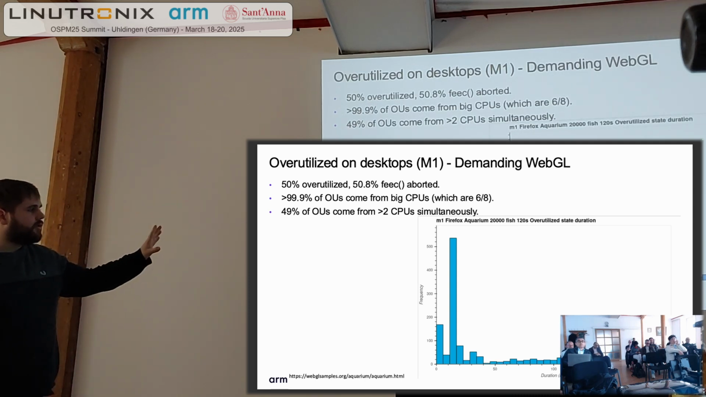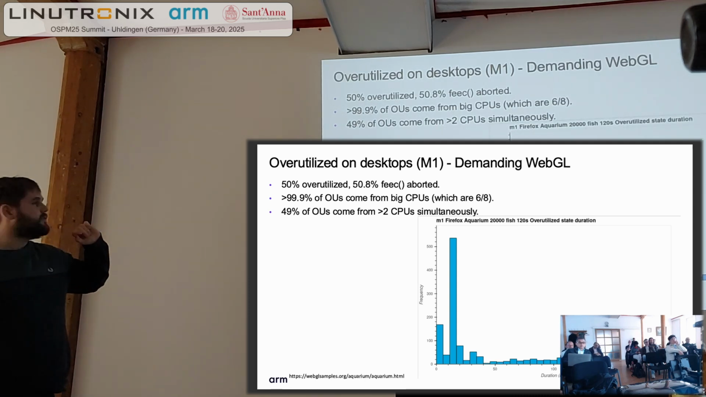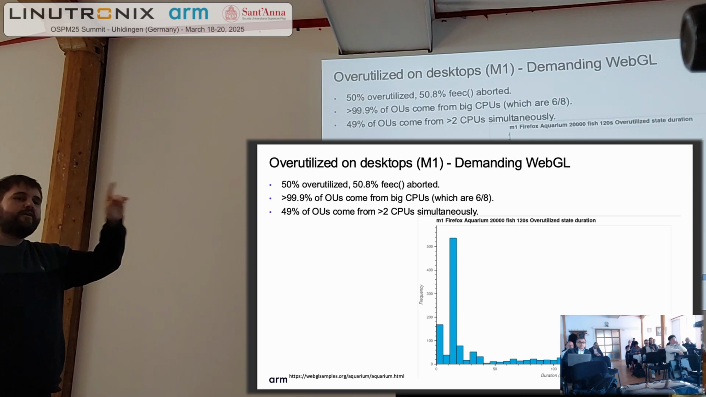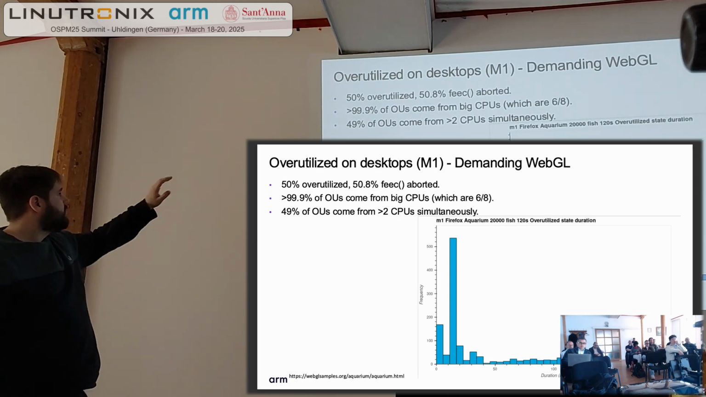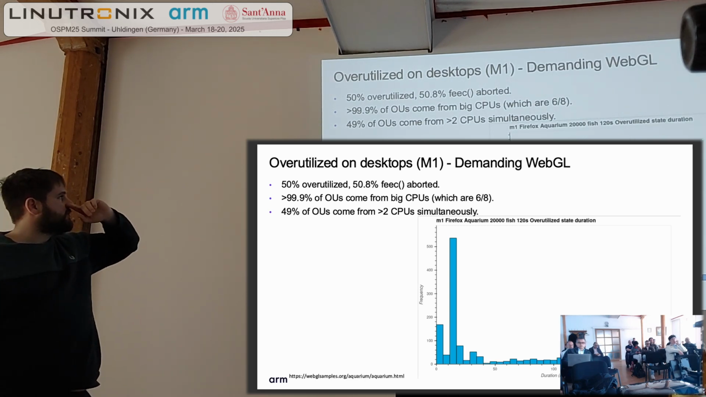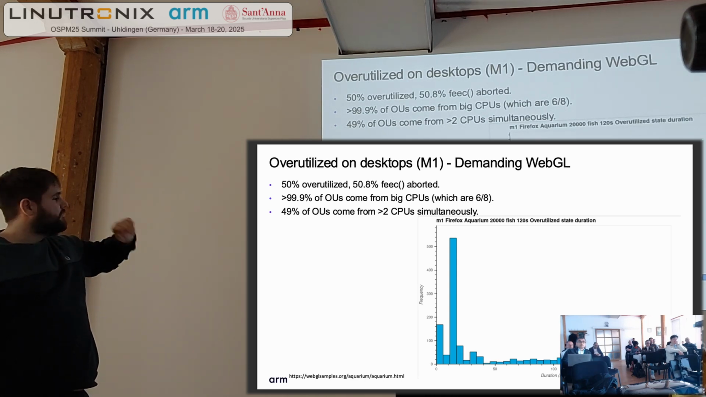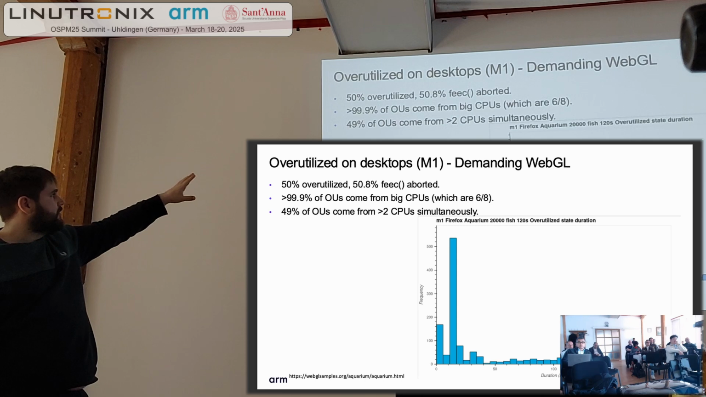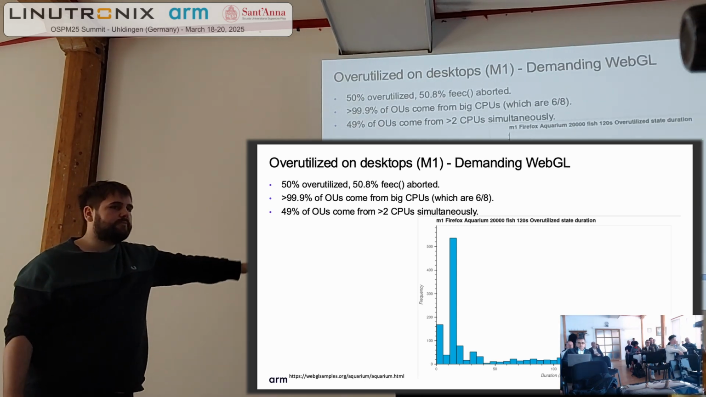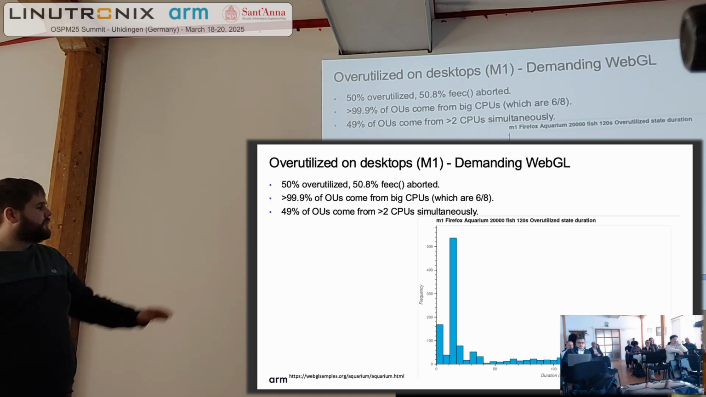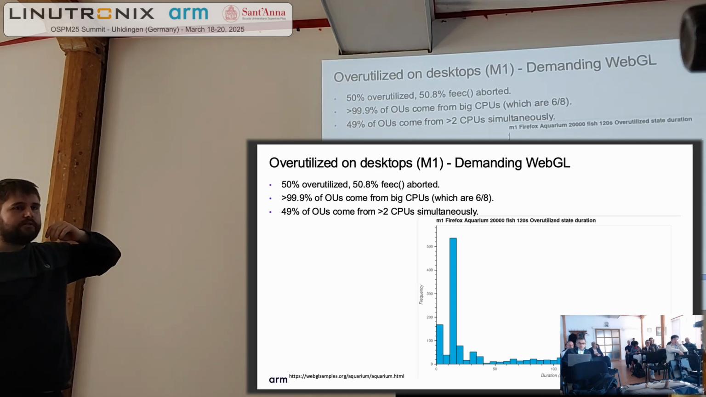Now just one workload that is really computationally expensive. I don't know if you know the aquarium where you can render fish. EAS doesn't make a whole lot of sense there, and we have 50% overutilized, aborting most of the FEEX. It looks very different in the sense that almost all of the overutilized come from big CPUs, and most actually at the same time too. And you can see the distribution as well.